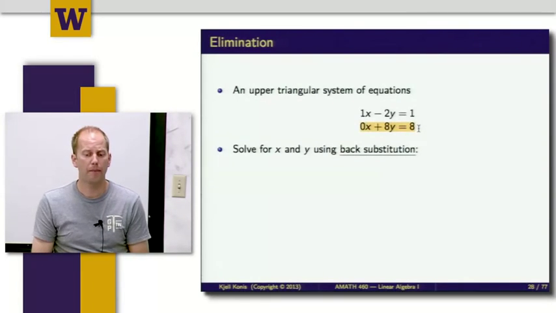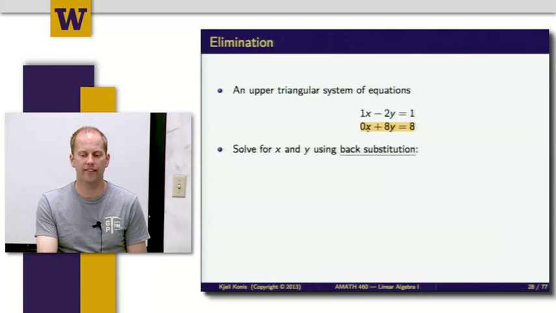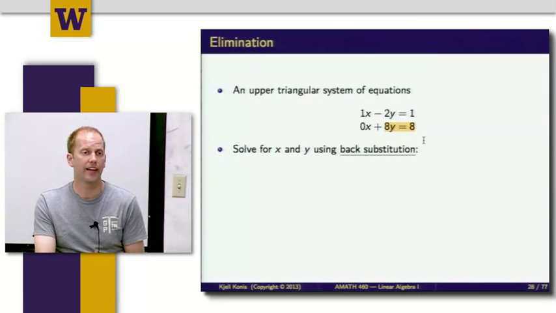So if a system is upper triangular, then whatever equation's on the bottom, it has zeros in all of the places except for the very last one. So if I look at the bottom, I only ever have to solve this. And so in this case, I have 8y is equal to 8. That gives me y equals 1.